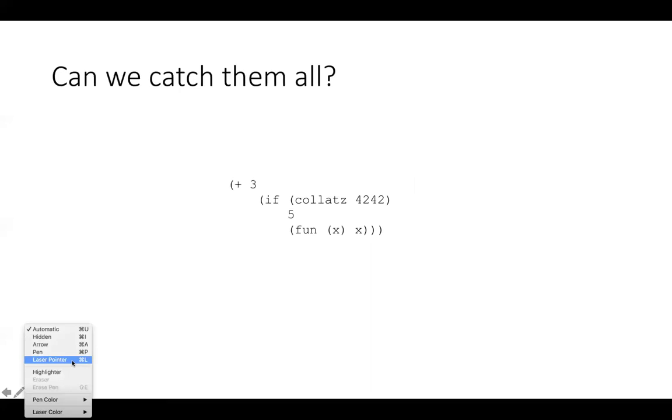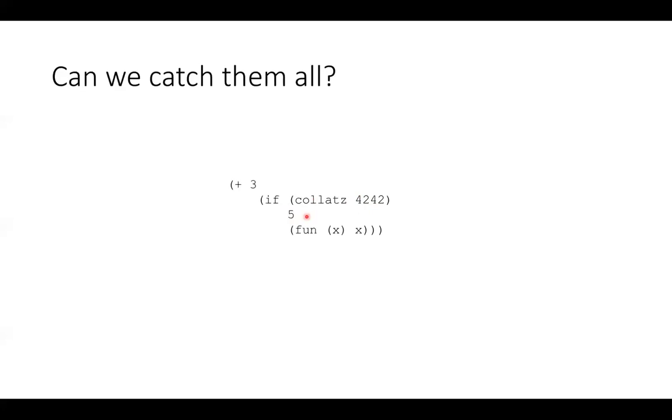A very simple way to make it hard to analyze is to stick something like a Collatz function right in the middle. So is this program correct? Can we analyze this program and tell if it's correct or not? The answer is, well, sort of. But not really. Let's make sure we understand what's going on here. We've got +3, and then this if expression. If Collatz returns true, in other words, if this halts, we'll go ahead and return 5, and then that'll be okay.